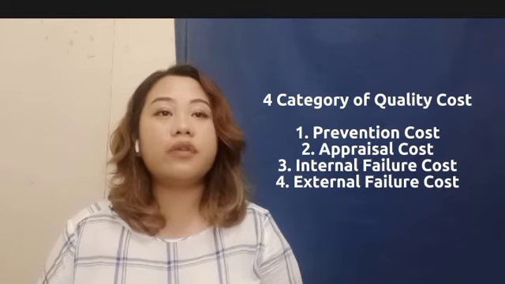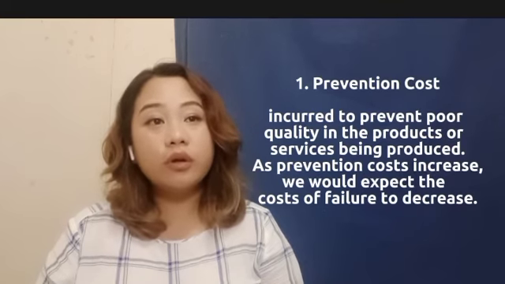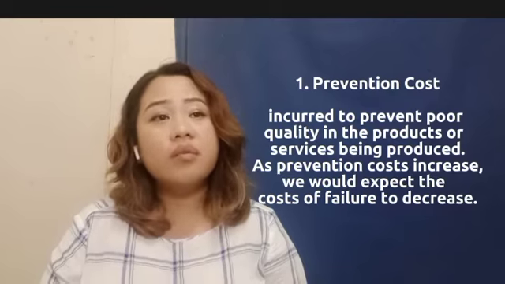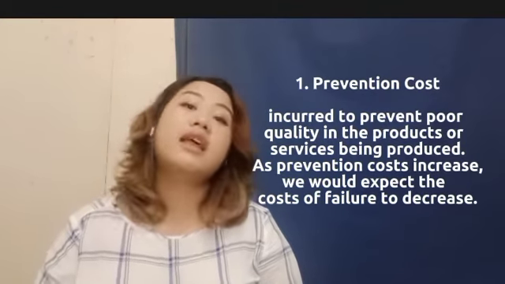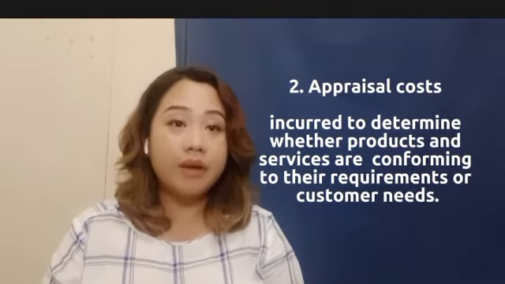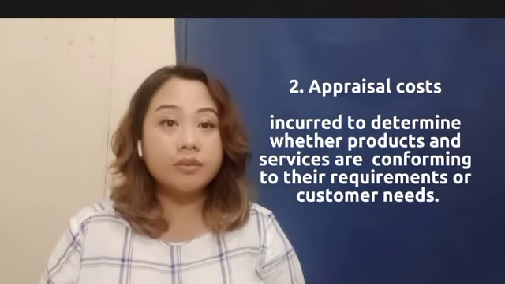So we have four categories of quality cost. The control cost, which comes from performing control activities, is also considered the conformance cost, incurred to keep defective products from falling into the hands of customers. Number one, prevention cost. These are incurred to prevent poor quality in the products or services being produced. As prevention costs increase, we would expect the cost of failure to decrease. And number two, appraisal cost. These are incurred to determine whether the products and services are conforming to requirements or to customer needs.